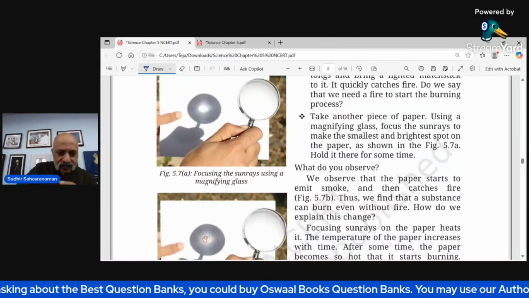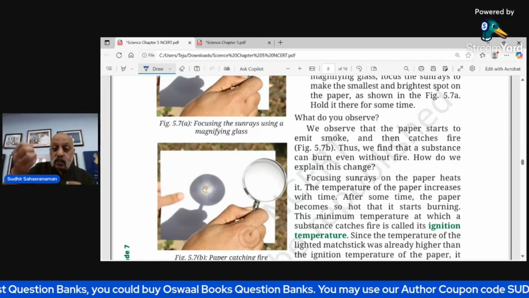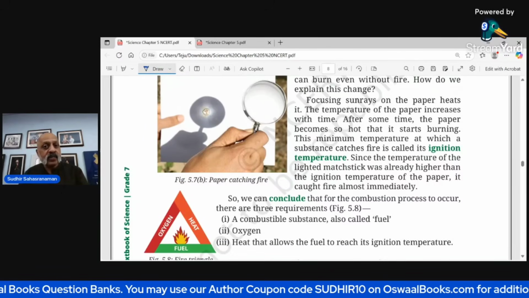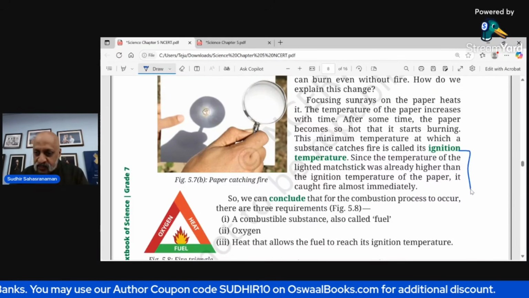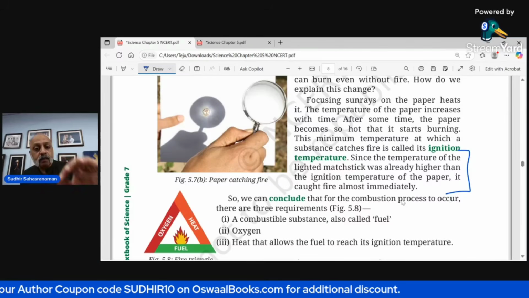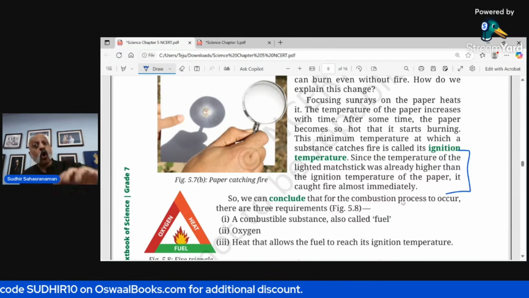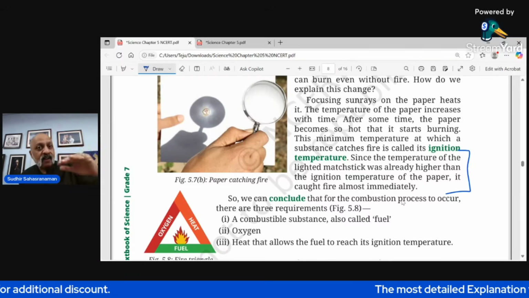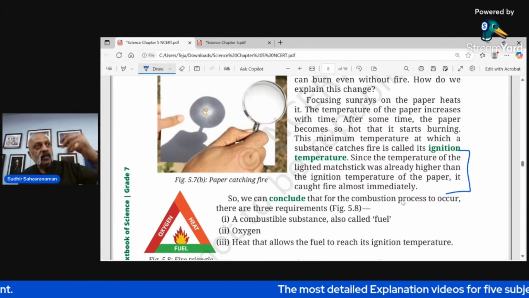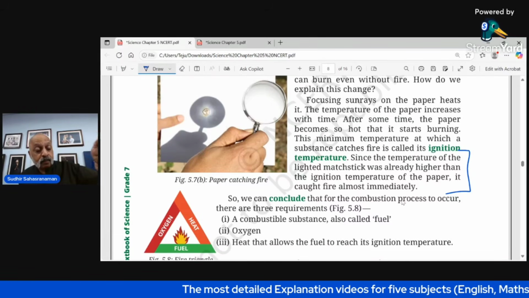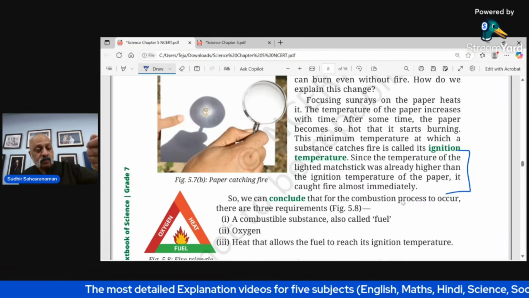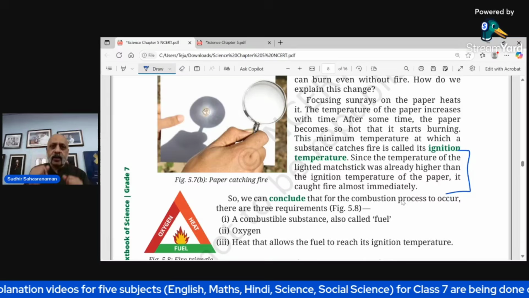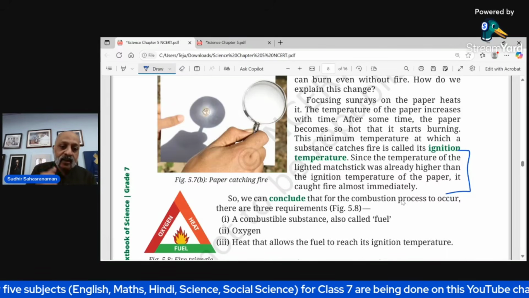Now, that's what is happening. It will start emitting smoke and eventually catch fire. Now, you may say, what happened in the case of a matchstick? This is what happens in the case of a matchstick. Since the temperature of the lighted matchstick was already higher than the ignition temperature of the paper, the fire of the matchstick will be much more, so it catches fire immediately. Whereas this will take a bit of time.